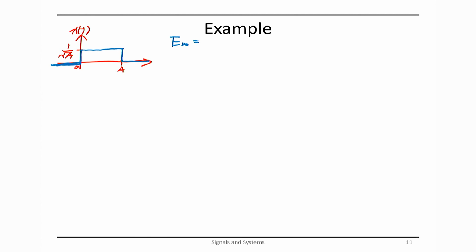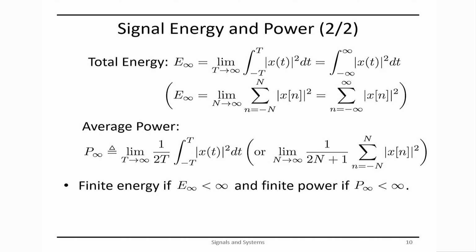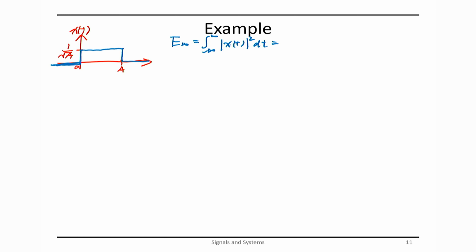So the energy is the integral from minus infinity to infinity of x of t squared dt. So the energy is the integral of the absolute square of x of t over the entire time horizon. But you can see that x of t is non-zero only between 0 to a, okay? So then you can limit the integral from 0 to a, and within this time duration, the signal is 1 over square root a, so the square of that is 1 over a. And if you work out this integral, this is just equal to 1. So the total energy of this signal is 1.